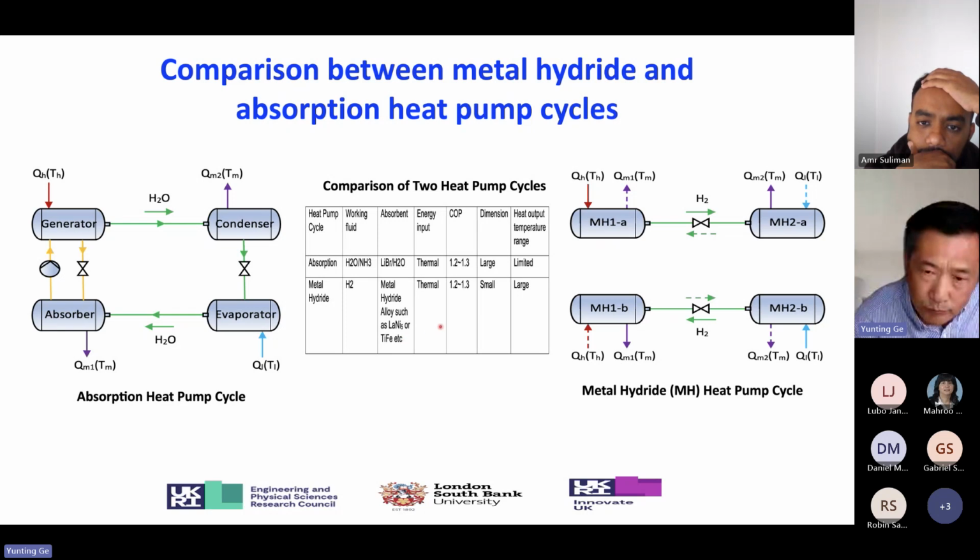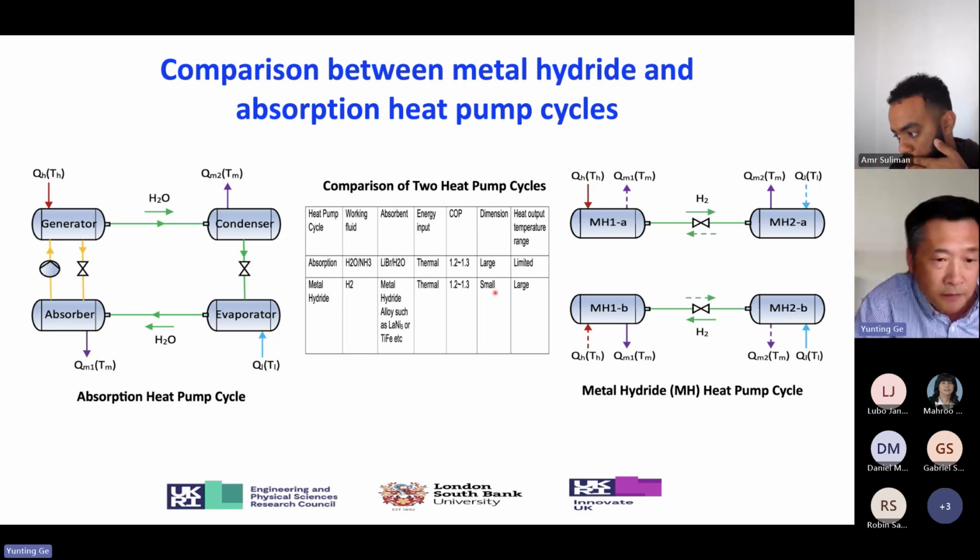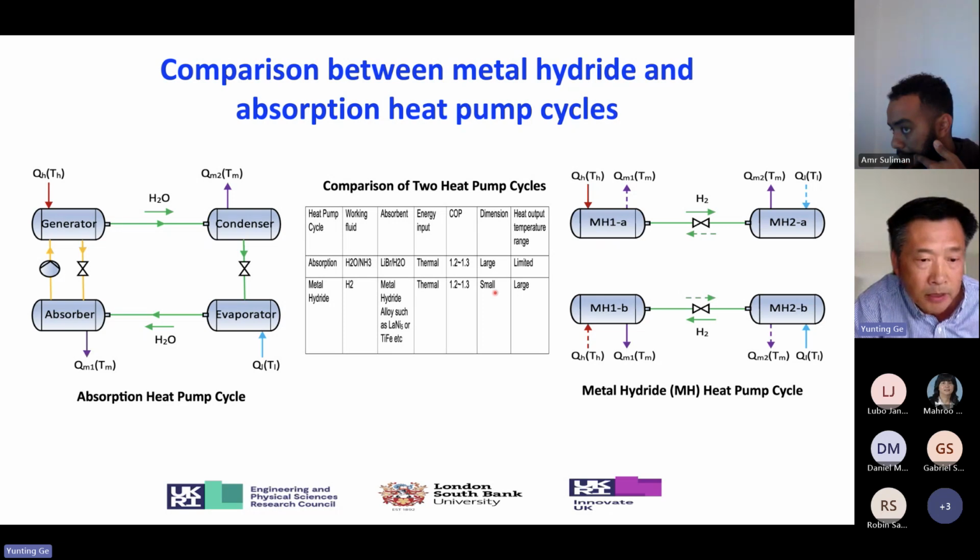For the absorption heat pump, the overall size is quite large, whereas the metal hydrate heat pump is quite compact. And regarding the heat output temperature range, the absorption heat pump is limited. Depending on the heat source temperature, of course, it has a limited heat output temperature. But the metal hydrate heat pump can have a larger temperature range for the heat output. So this is a brief introduction about the chemical heat pump with metal hydrate alloy.